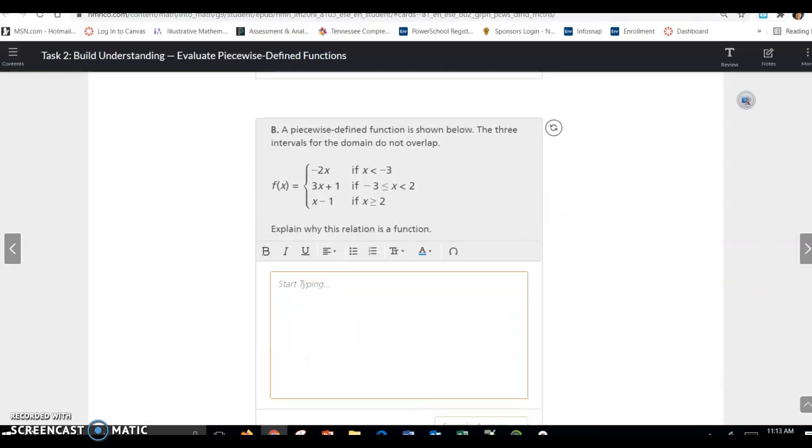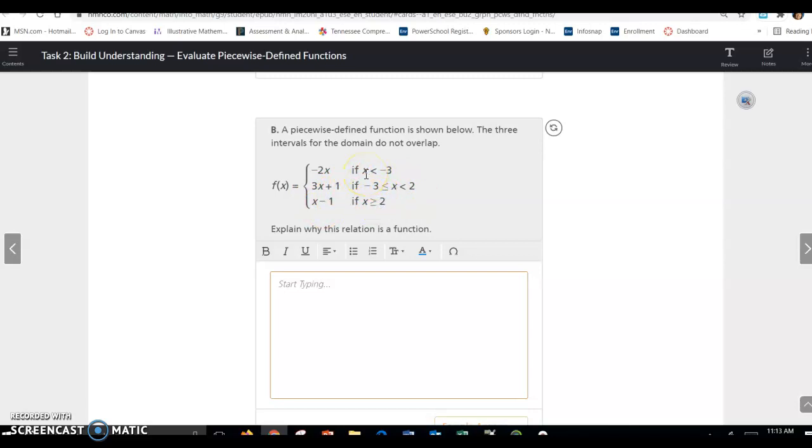A piecewise defined function is shown below. The three intervals for the domain do not overlap. So it is called a function because it does have unique x values. That's why the domain cannot overlap. This part here is just representing the domain for these three functions. So we've got three pieces of a function, each defined on this part of the domain.